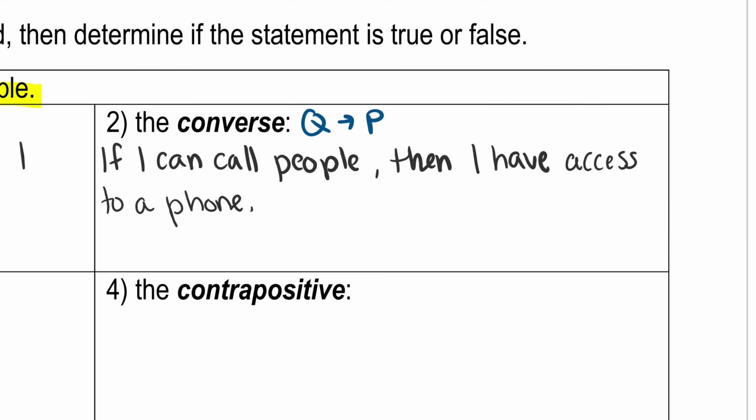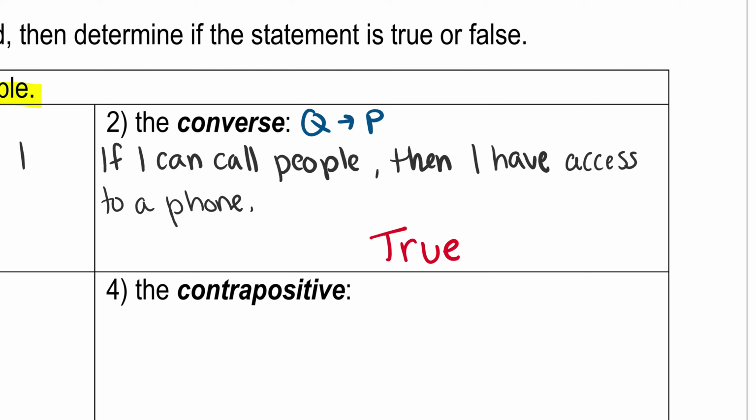Okay, so for this one, because I can't change the end to make it true, this statement is true. The only way it works is to say, if I can call people, then I have access to a phone. Because I can't ever say, if I can call people, then I don't have access to a phone. That never works. So because I can't change it, this statement as is true. Okay, so there's an if-then and a converse. Now we have two more.